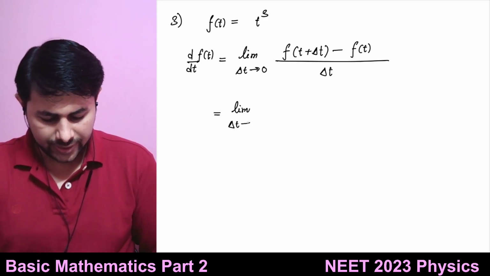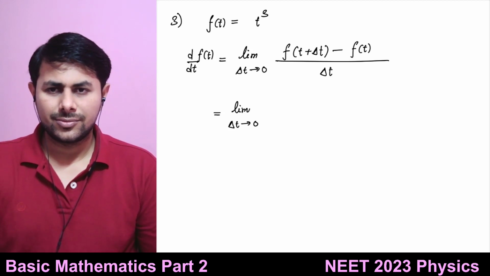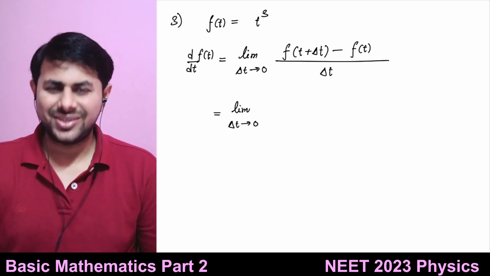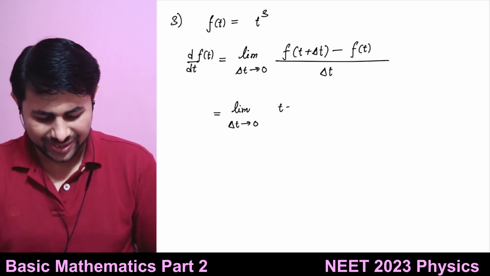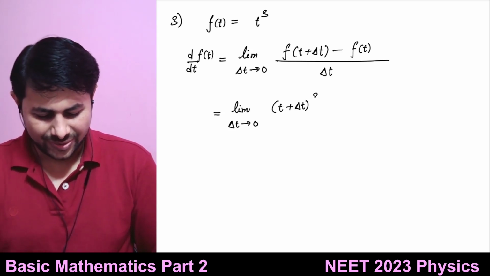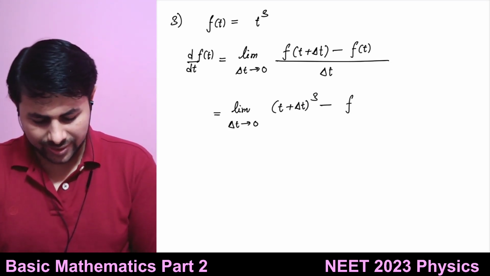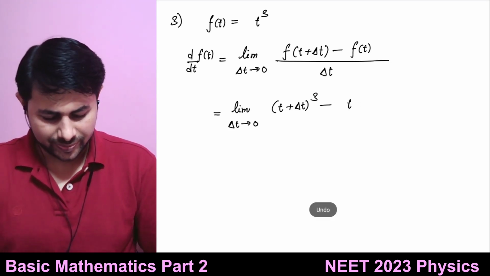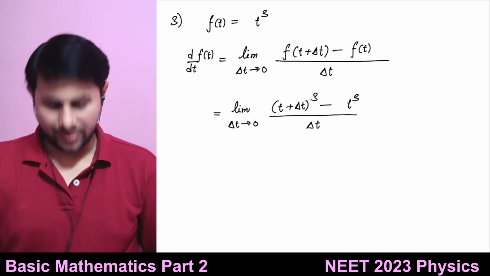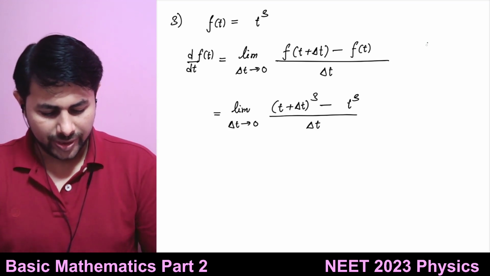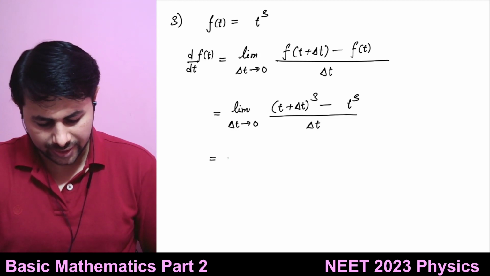So let's do this once again. Limit delta t tends to 0. What is f of t plus delta t? f of t is t cube, so f of t plus delta t is t plus delta t the whole cube, minus f of t, which is t cube, divided by delta t. So what is t plus delta t whole cube?